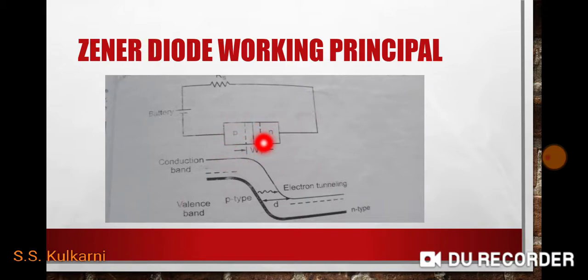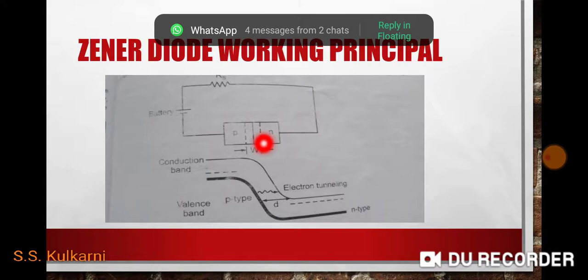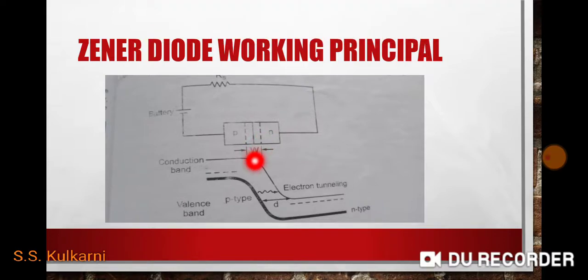So how does it work? How does the large current flow in Zener diode? To study all this, we are going to refer to this energy band diagram for the Zener diode. So let us see the construction first. Here this is the P-type material, this is the N-type material of Zener diode, and here we have the depletion layer.